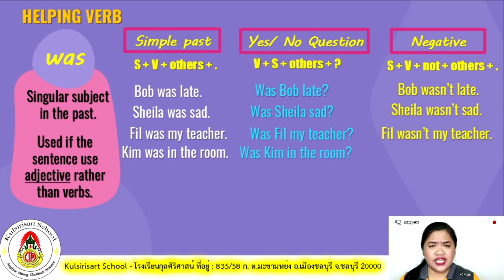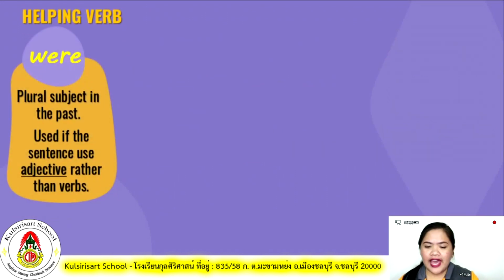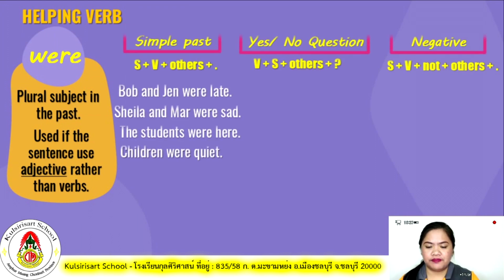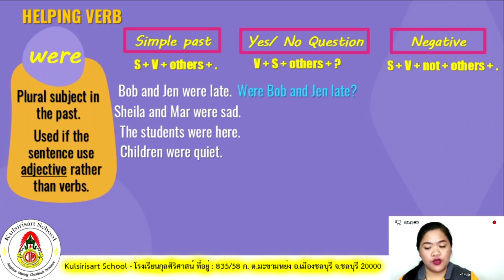Next, was Kim in the room? Kim was in the room. So, it will become, Kim, very good, wasn't in the room. Now, the last part of the helping verb, were. Bob and Jen were late. It will become, were Bob and Jen late?